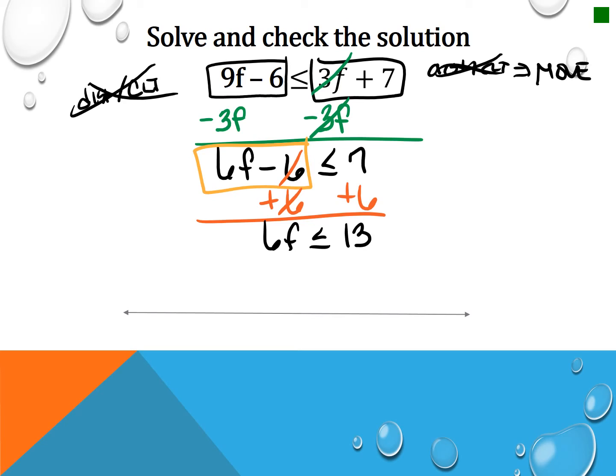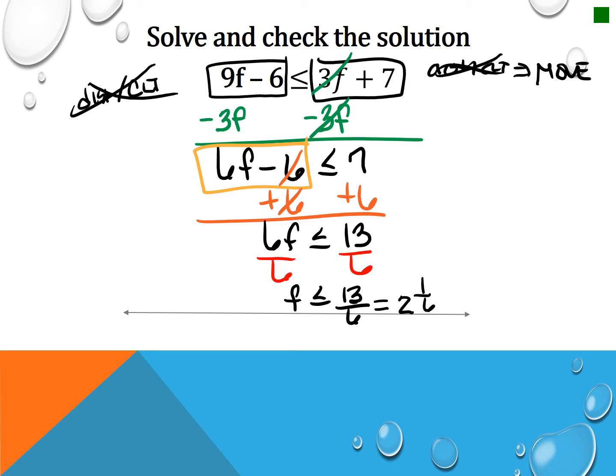Once I'm out of plus and minuses, I'm going to divide. I'm going to divide by 6. And I'm going to tell you this is ugly. I get f is less than or equal to 13 over 6. If I went to a mixed number, that would be 2 and 1/6.